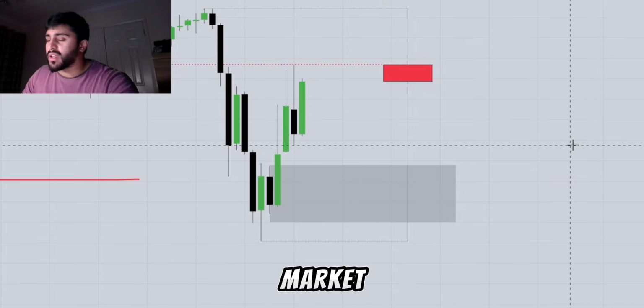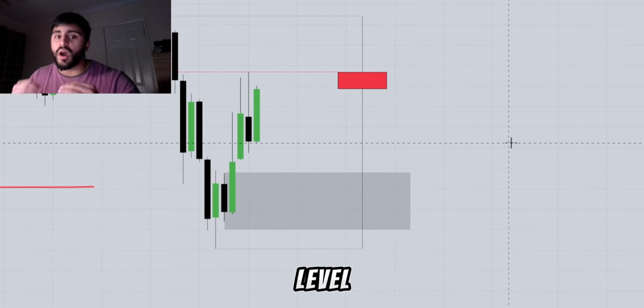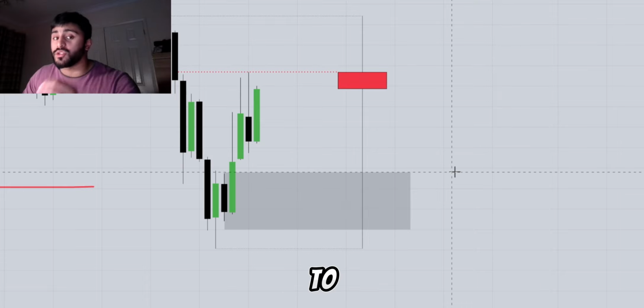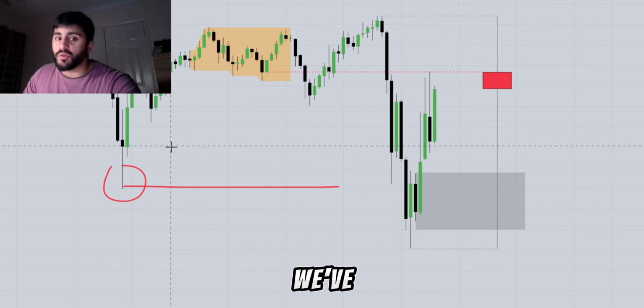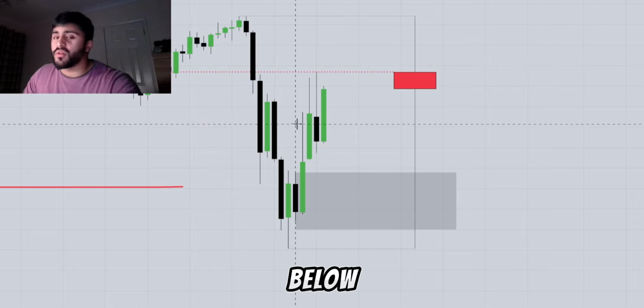Now, key levels in the market are very, very important. What makes this key level high probability, and the one I wanted to use on the footprint charts, was the idea we've gone through. It's taken out a previous day low. We're below the daily opening price.